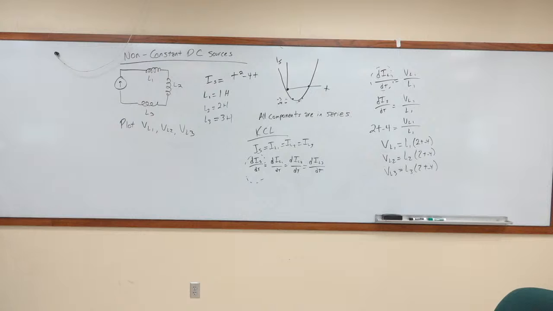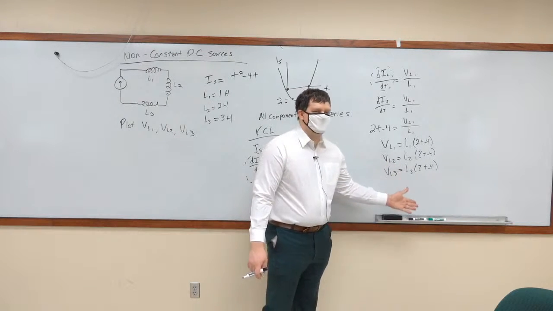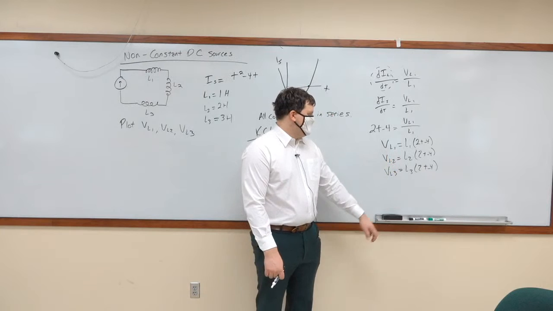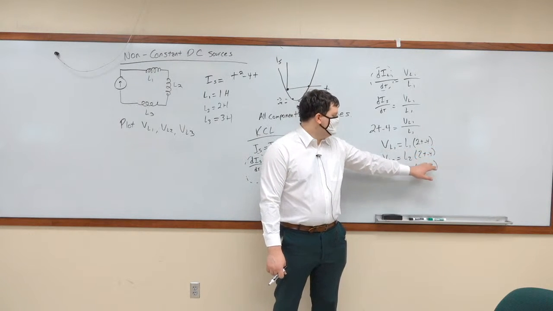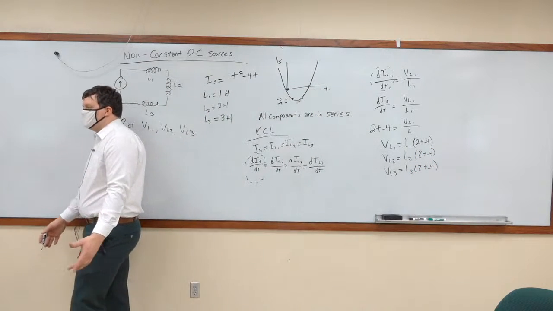the functions for VL1, VL2, VL3, they're just scalar differences of each other. All they do is change L1, L2, L3. Done. They all have the same driving function. 2t minus 4 is present in all of them. You can pull it out of every single one of them.